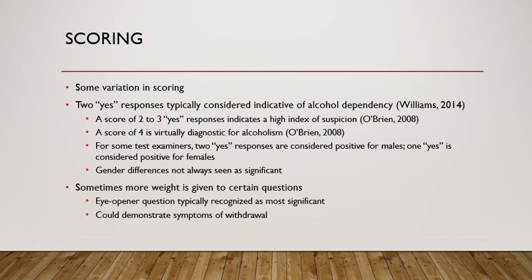There is some variation in the scoring depending on the administrator of this questionnaire. Typically, 2 yes responses are considered indicative of alcohol dependency, but it kind of depends on who's giving it. A score of 2 to 3 yes responses typically indicates a high index of suspicion that there might be alcohol dependency, and a score of 4 is virtually diagnostic for alcoholism.